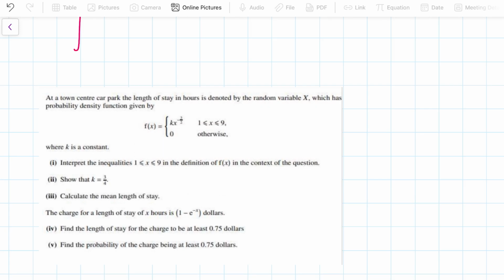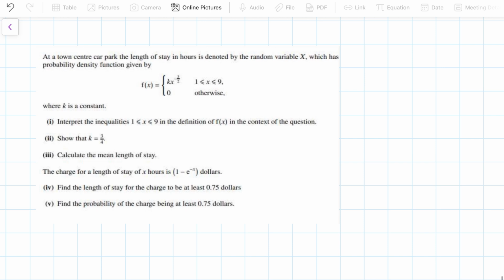So we were discussing past paper questions. Let's discuss another question. At a town center car park, the length of stay in hours is denoted by the random variable x, which has probability density function given by. Interpret the inequalities 1 to 9 in the definition.